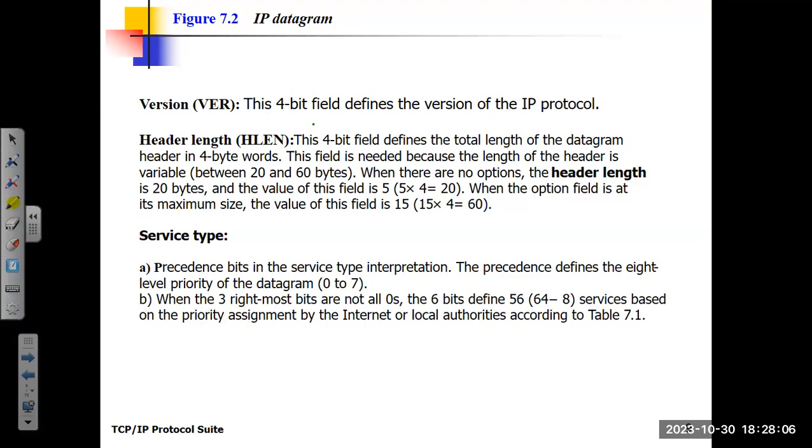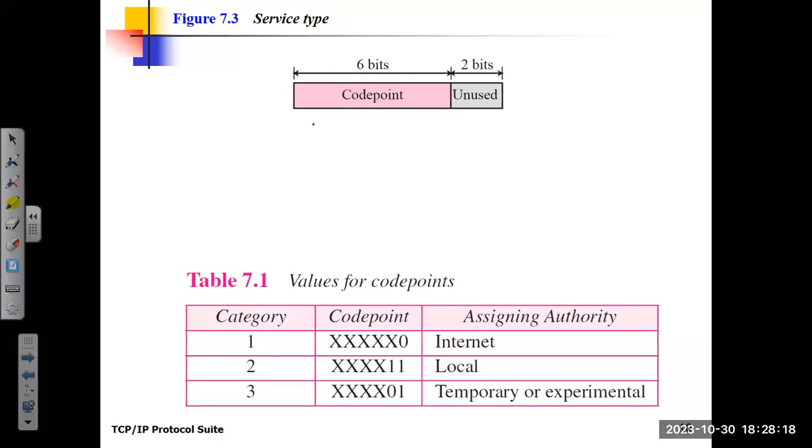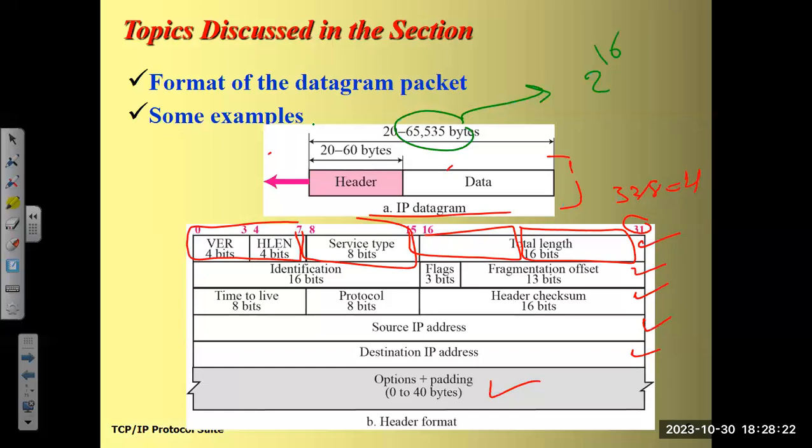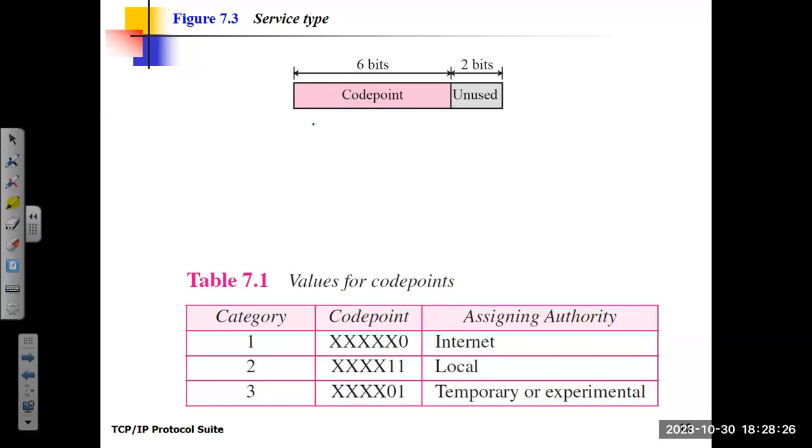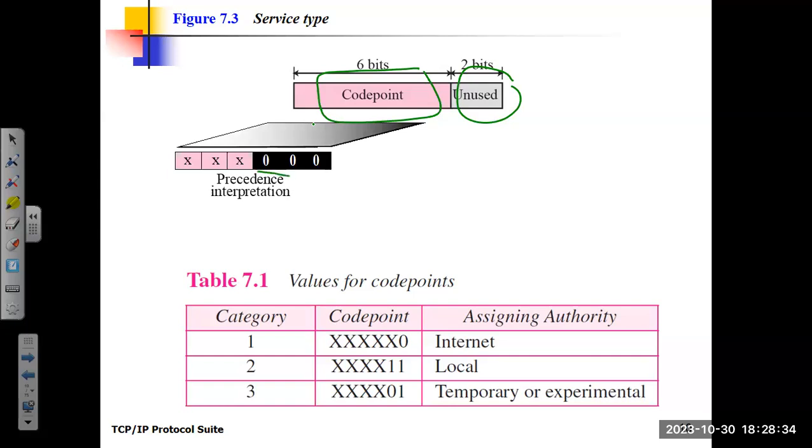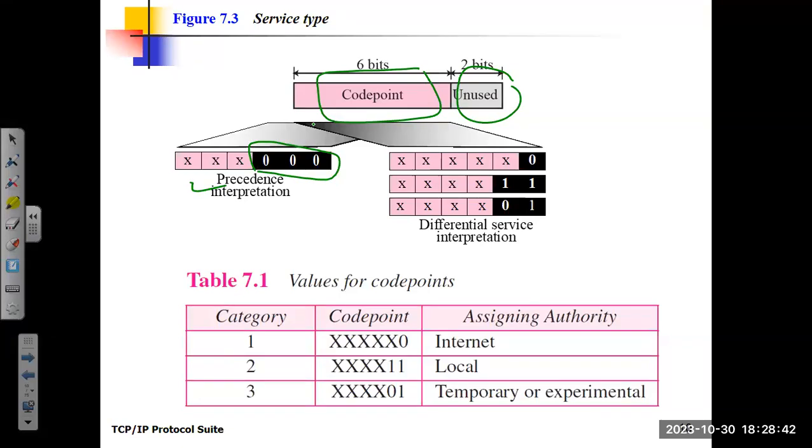Okay. Service type, it's simply that you can make your datagram, whichever one is important first, given higher priority. So this one, you don't have to spend a lot of time on it. But again, how many bits did we say? 8. And again, the first two, if you see the first two, they're unused. Then you will have the 6. And simply, if the first three is 000, it's doing a specific thing. If the first is 0, that means it's coming from the internet. If it's 11, that means it's local, so you're trying to send a packet from a local network. If it's 01, that's temporary or experimental, right? So it's giving the destination more information, you know, what is this packet for?